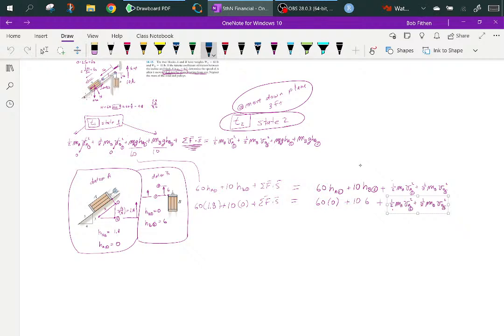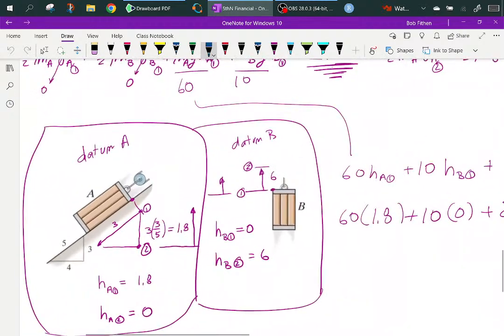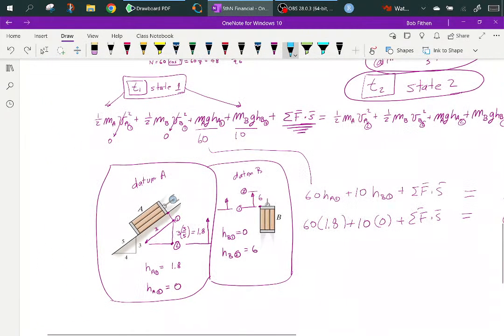Okay, so I got my two problems here, each with their own datums. I'm kind of reviewing actually for myself. And then I went over here and I put the datums in for the mass A and the mass B at the initial state, or the initial time. And then I decided that was going to be one. And if this is one, then this thing rolls down the hill.